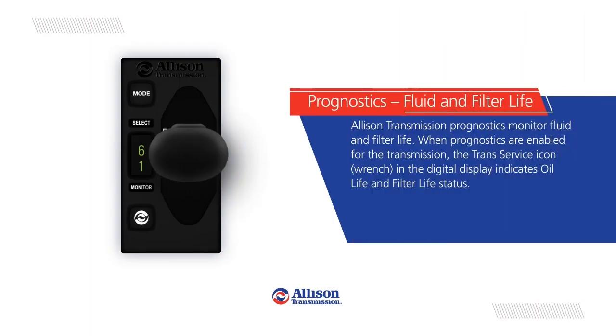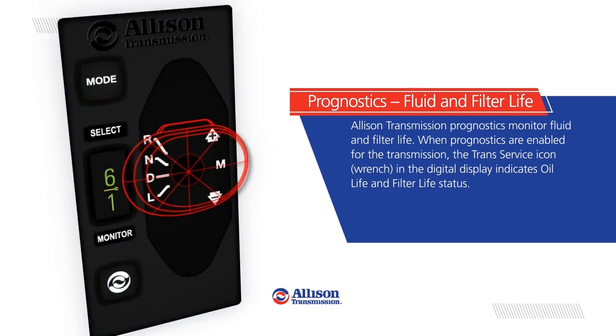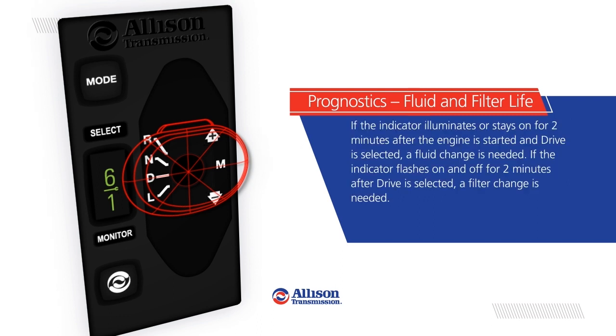Prognostics, Fluid and Filter Life. Allison Transmission Prognostics monitor fluid and filter life. When prognostics are enabled for the transmission, the trans service icon, a wrench, in the digital display indicates oil life and filter life status. If the indicator illuminates or stays on for 2 minutes after the engine is started and drive is selected, a fluid change is needed.